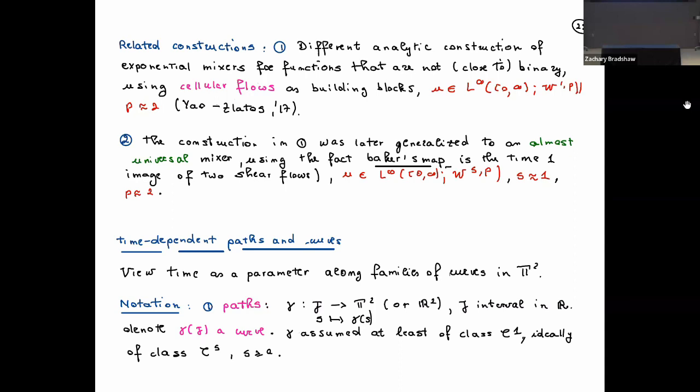Okay, but our approach is much simpler. Our approach is simply a geometric approach. So I will spend a little bit of time introducing some notation. We will use paths, curves, which will correspond to the evolution of the boundary of the time-dependent set. So let me explain. For us, a path will be a map from an interval of time into the torus. Okay. The image will be a curve, and we'll assume that the path is at least of class C1, in fact, ideally of class C2.